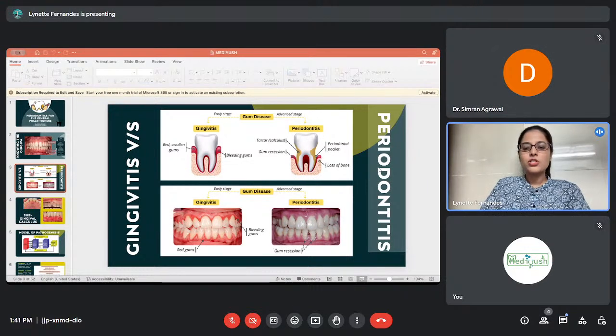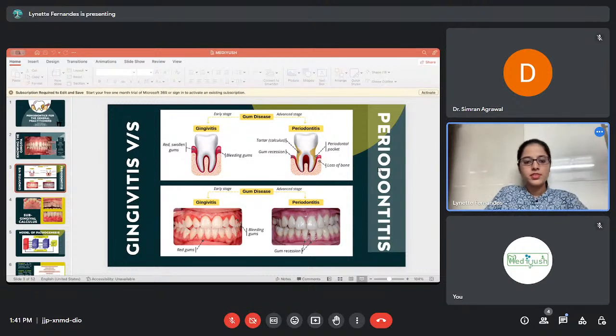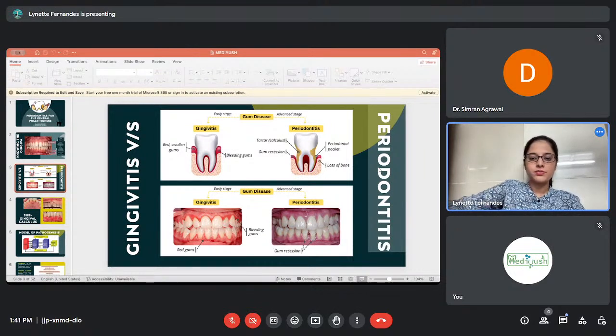So this is going to cause a loss of attachment and so-called recession. And this recession is going to be loss of bone. Seeing this in your patient's mouth, when the patient comes to you and you can see redness of gingiva, you will say gingivitis. When it goes further, you can see that there is loss.